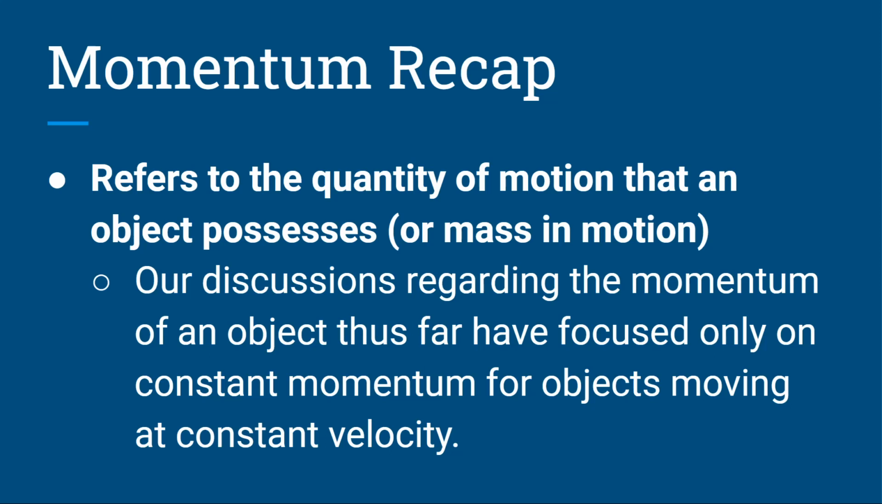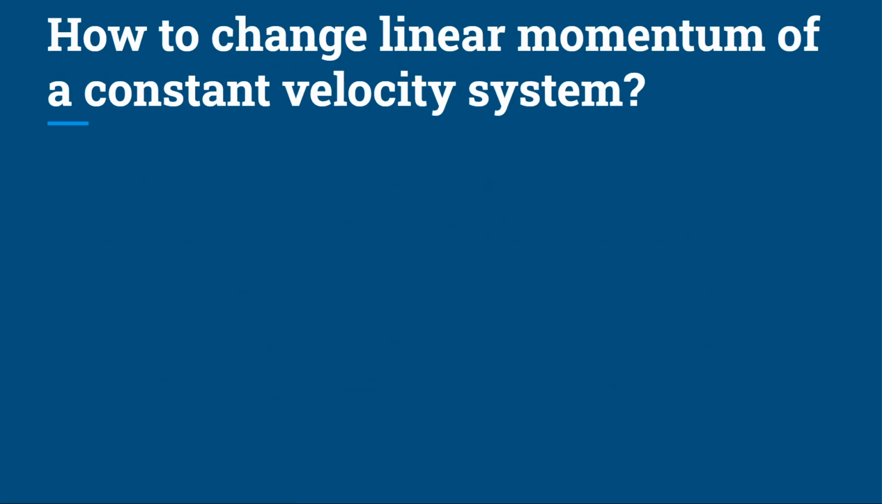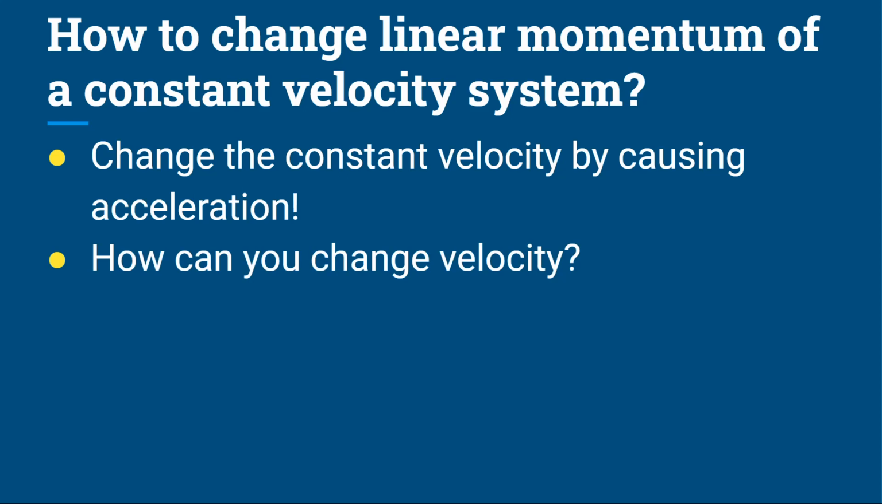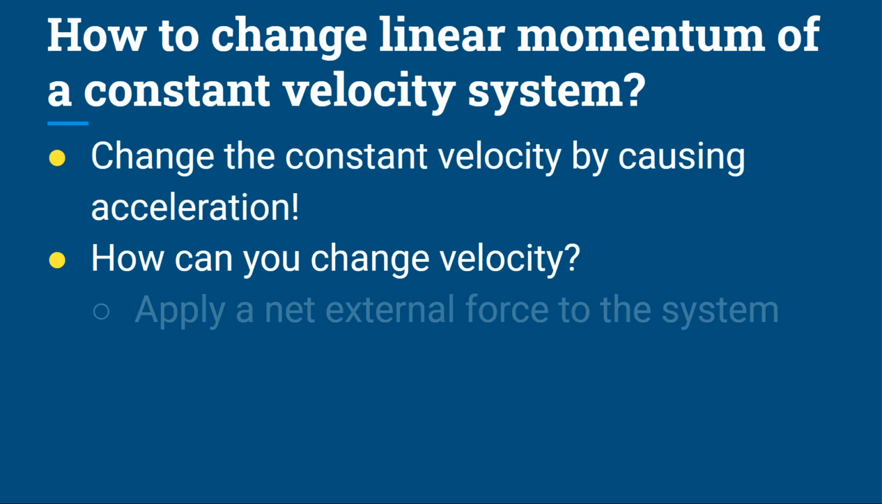But today we are going to talk about how to change the linear momentum of that constant velocity system, whatever it may be. If we want to do this, we have to change that velocity, and we can do so by causing acceleration. If we have acceleration of our system, we will then have a change in velocity and thus a change in momentum. How can we change velocity? How do we make something accelerate? Push it, sure, that's one answer. Apply some kind of net external force to the system.